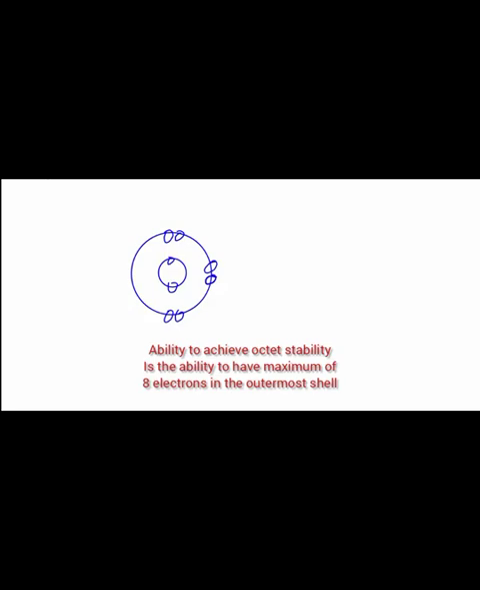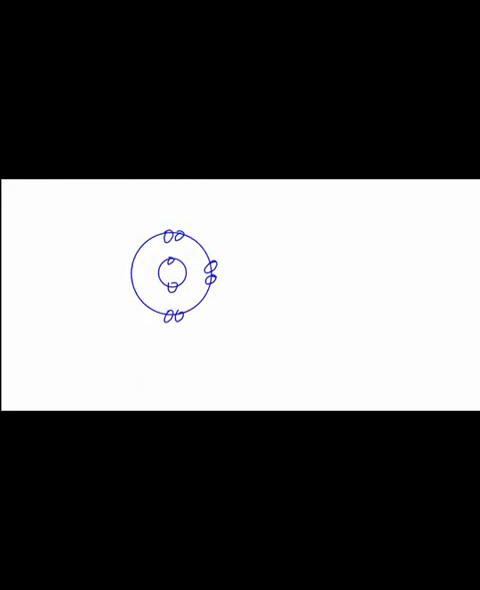For example, let's talk about oxygen. This is the atomic structure of oxygen. Octet stability is the ability of an atom to have 8 electrons in its atomic shell. Oxygen requires 2 more electrons to become stable, that is, to achieve octet stability. Then it needs to borrow 2 more electrons in order to achieve octet stability. Therefore, the valency of oxygen here is 2. Let's look at another example. Let's look at nitrogen. It will require 3 electrons to complete octet stability. Therefore, its valency is 3.